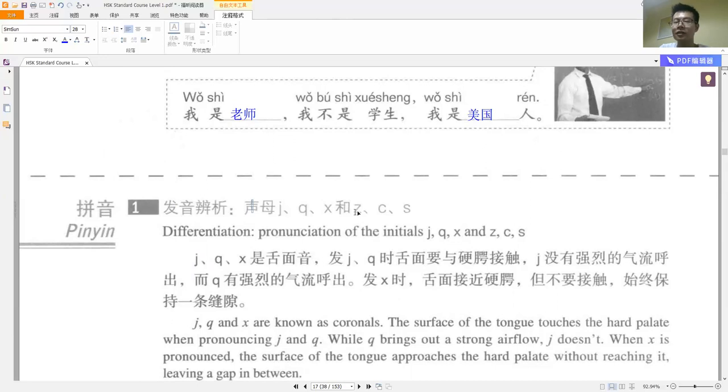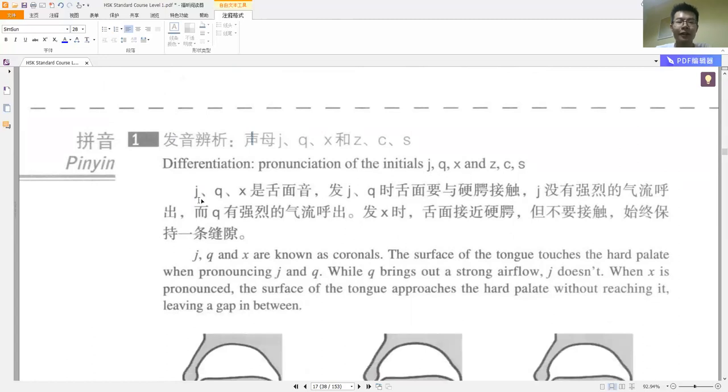j q x, z c s. j, q and x are known as coronals. Coronals: the surface of the tongue touches the hard palate when pronounced. Your tongue touches the hard palate.